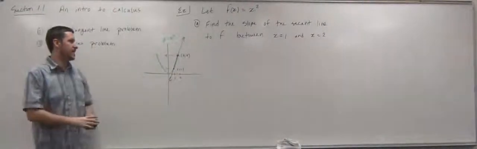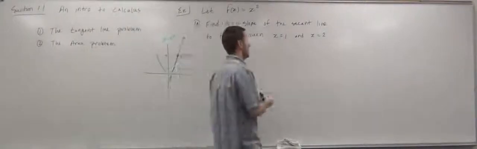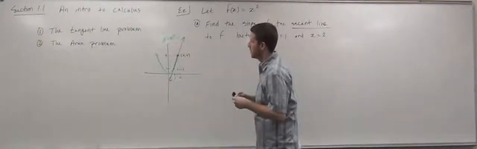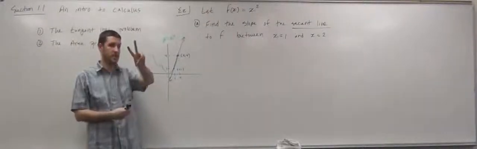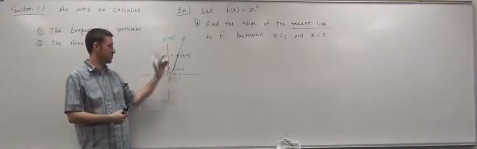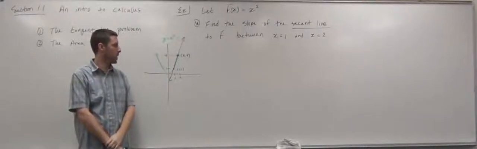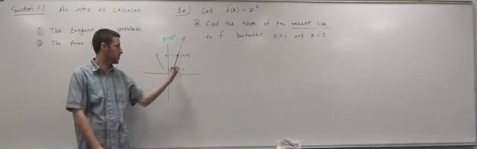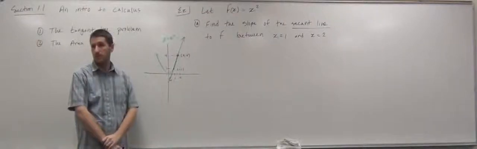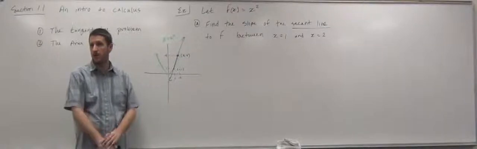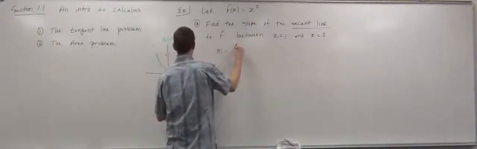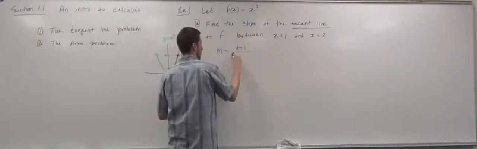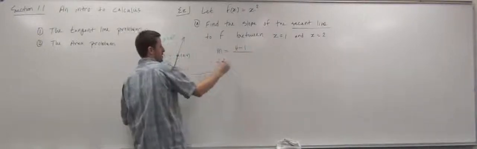The definition of a secant line is a line that goes through a graph, a line that touches a graph twice, at two different points. What's the slope of this? Easy enough, right? y2 minus y1 over x2 minus x1. 4 minus 1 over 2 minus 1.